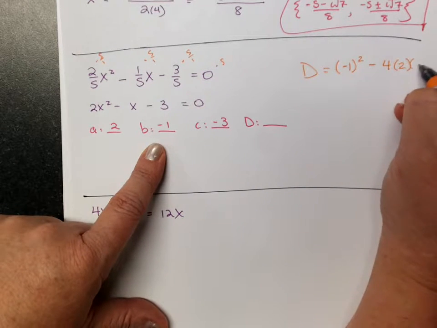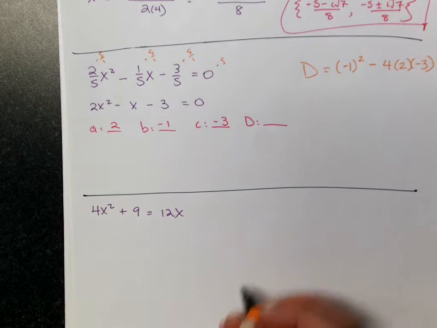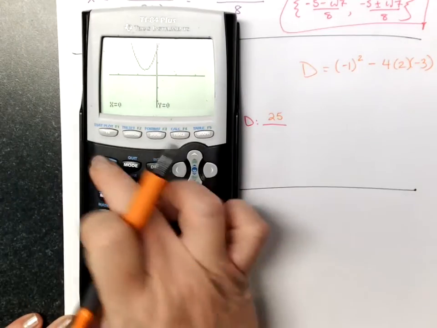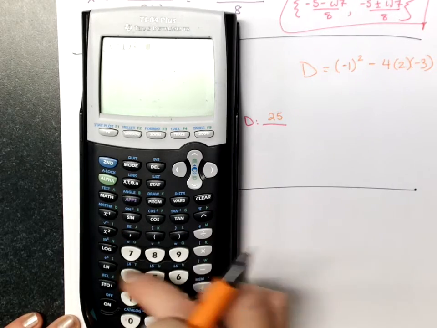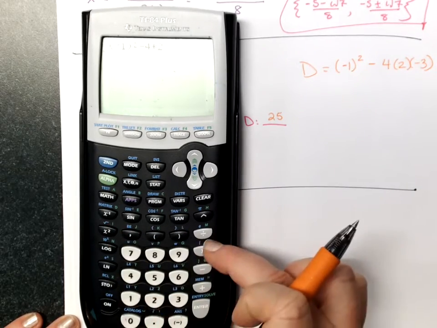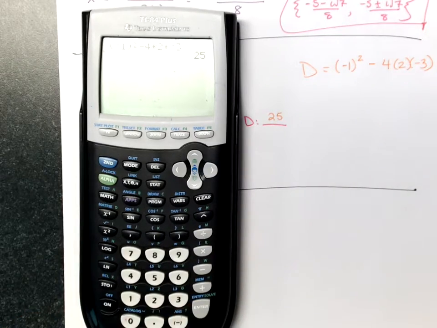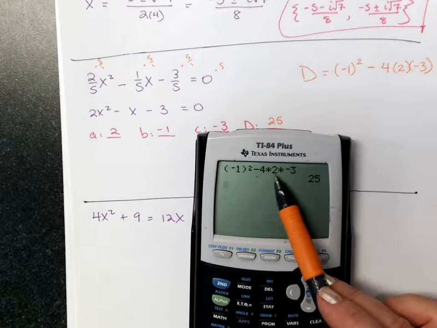Times a times c. When you plug that in your calculator, just to emphasize: parenthesis, negative 1, squared, minus 4 times a, which is 2, times c, which is negative 3. That's 25. So there we go. Negative 1 in parentheses, squared, minus 4ac.